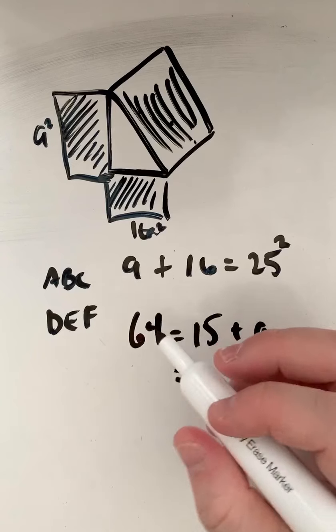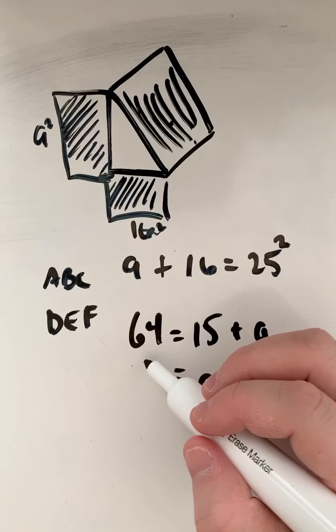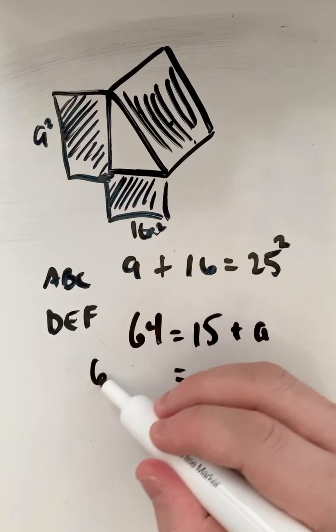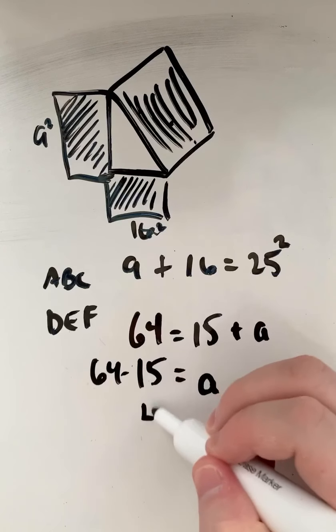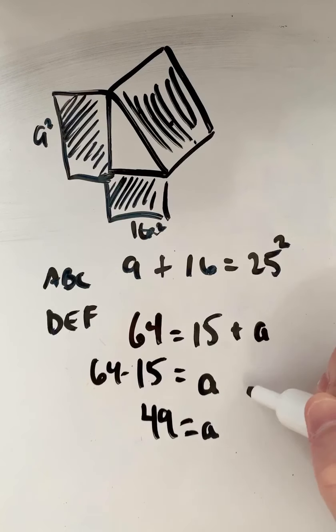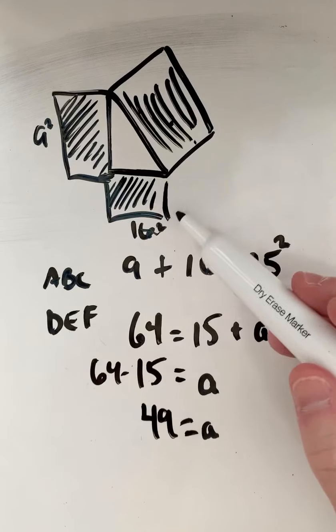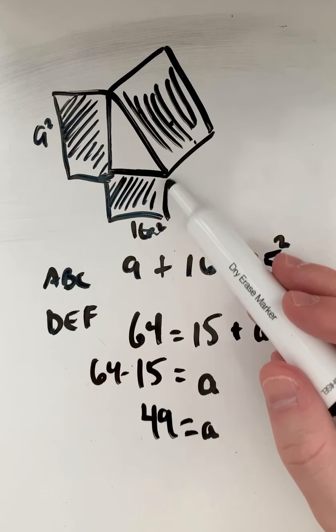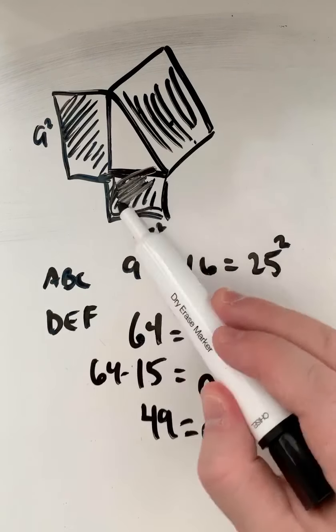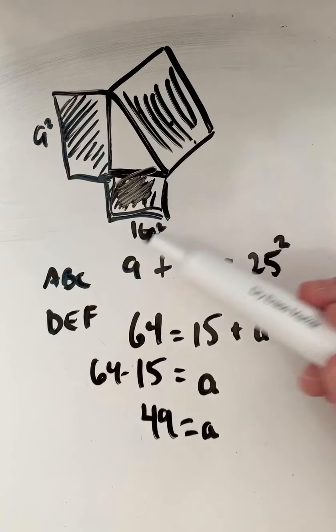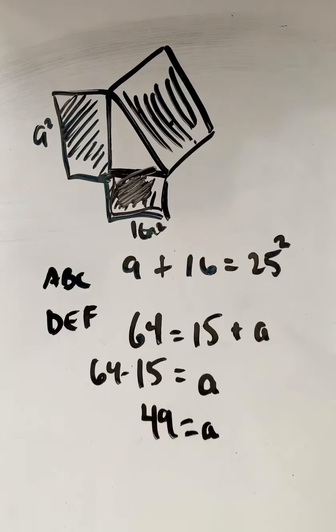You move 64 over to 15, so 64 minus 15, and you get 49. So when it's asking you for the area of the square, you're just adding up the numbers together, okay? So that's the application question. I'll be right back with the thinking questions.